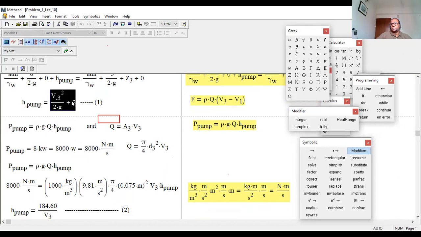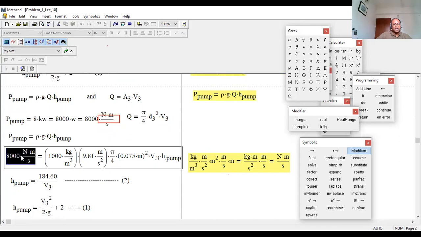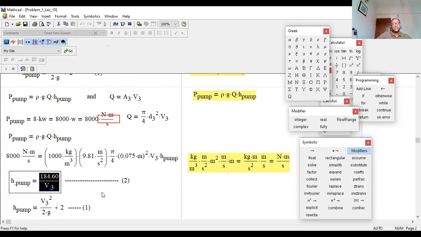H pump equal to this much. So this is our equation. On the left side, we put the pump capacity: this is rho, this is g, this is Q, and the H pump value is not given, so we put it as H pump. From this equation, we figure out the H pump. So H pump equals this one.